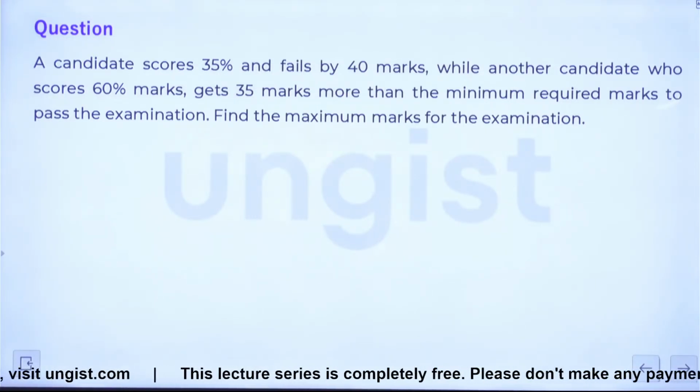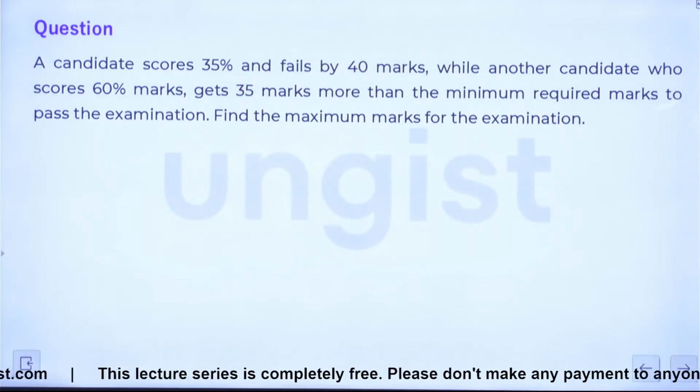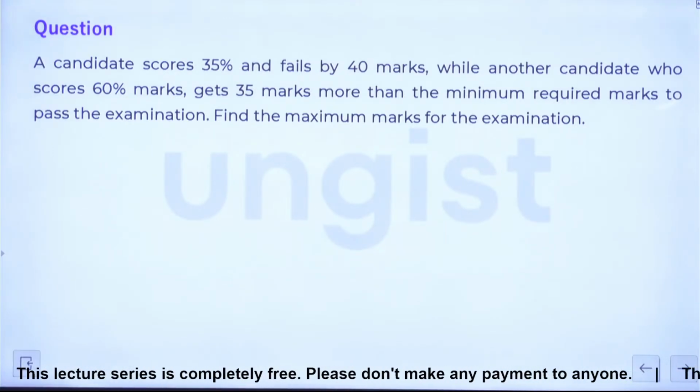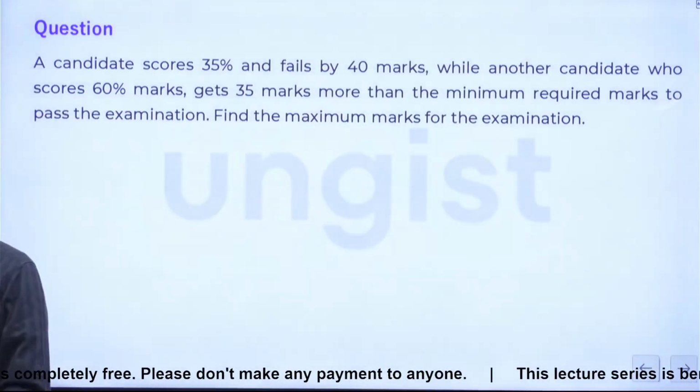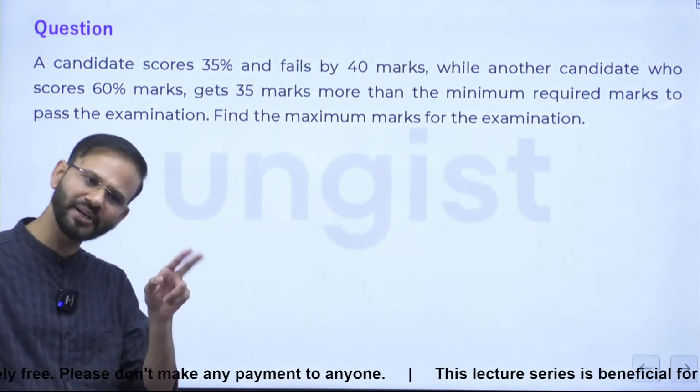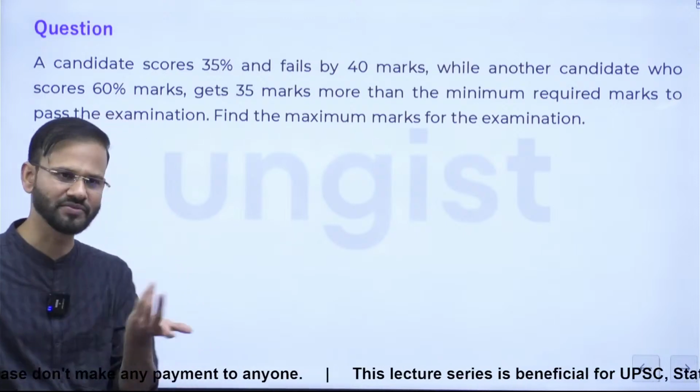Five. 300 marks. Yes. Guys, the maximum marks are 300. 25% is 75. This is 3 times. So 100% is 3 times of this, which is 300.